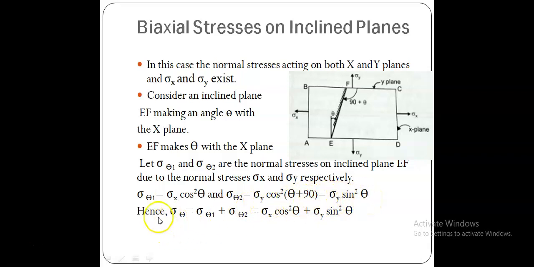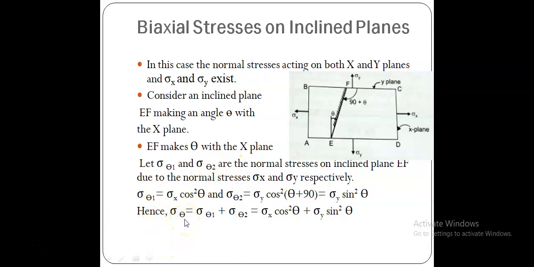Hence we now find the total normal stress on this oblique plane due to the normal stresses acting on the x and y planes, that is sigma x and sigma y. Sigma theta is equal to sigma theta 1 plus sigma theta 2, which is equal to sigma x cos squared theta plus sigma y sine squared theta.